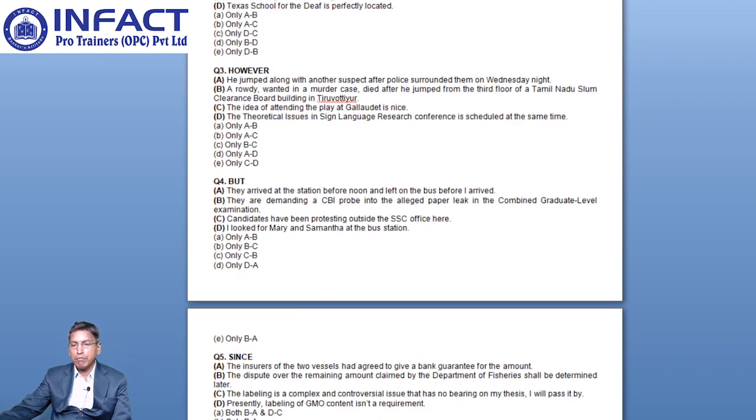So, usage of "but". We have 4 statements. They arrived at the station before noon and left on the bus before I arrived. They are demanding a CBI probe into the alleged paper leak in the combined graduate level examination. Candidates have been protesting outside the SSC office here, and I looked for Mary and Samantha at the bus station. So, which 2 statements can be connected?